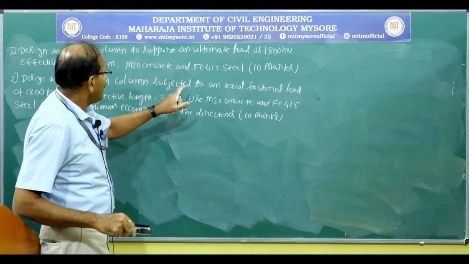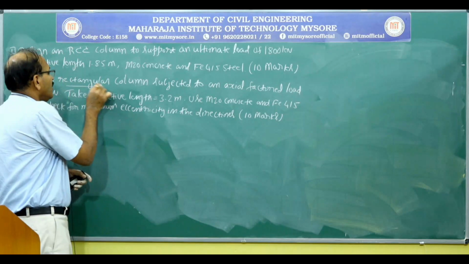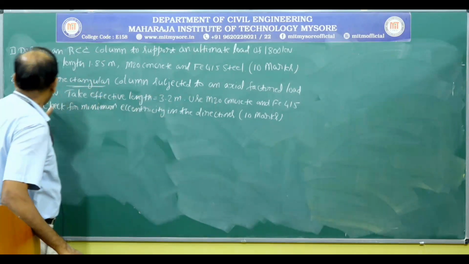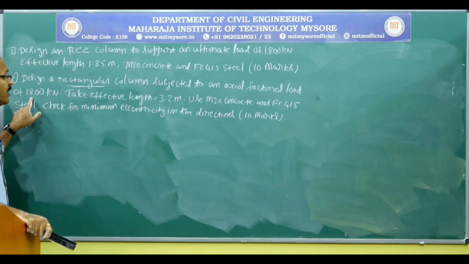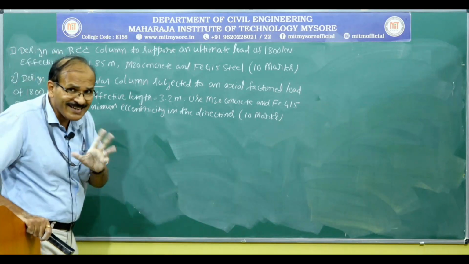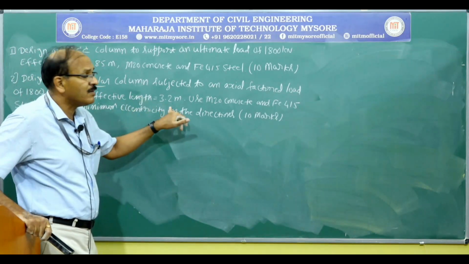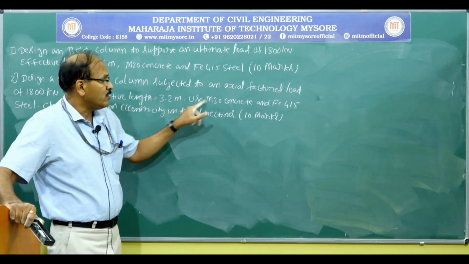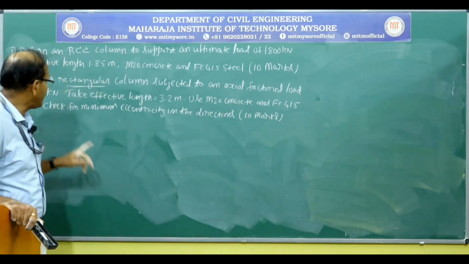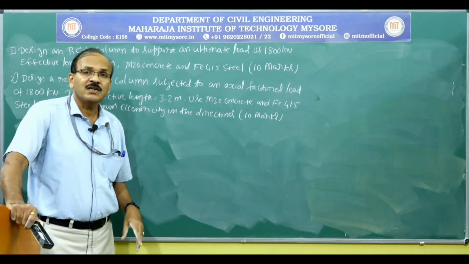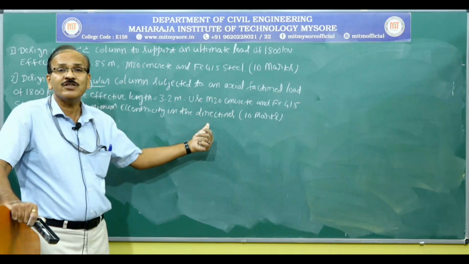See, it is a rectangular column, it is not a square column. And the factored load Pu is given, that is 1800 kilonewton. So effective length 3.2 meter. Assume both ends as hinged, then this becomes the total length or the unsupported length. So use M20 concrete and Fe 415 steel. So check for minimum eccentricity in both directions. That means even without saying this, we are going to check.